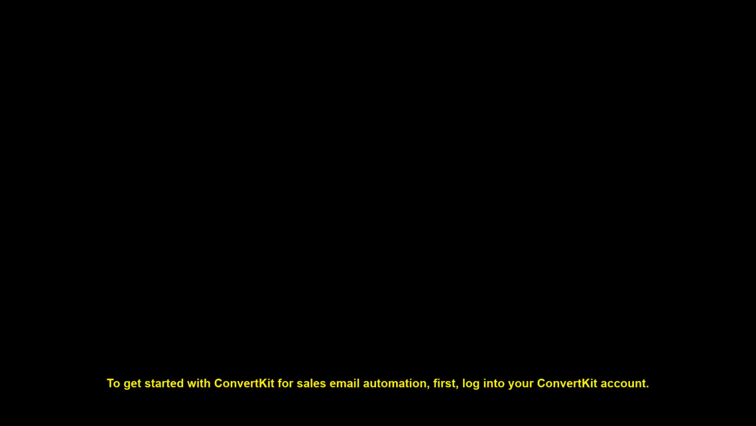To get started with ConvertKit for sales email automation, first, log into your ConvertKit account. If you do not have an account, create one by signing up on the ConvertKit website. Once logged in, navigate to the Automations tab on the left sidebar. Click on the New Automation button to begin creating your sales email automation.